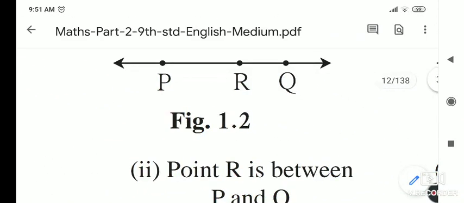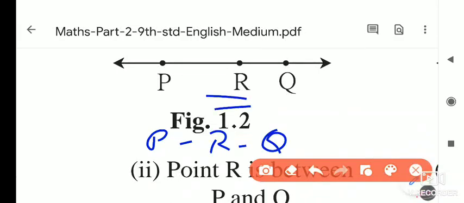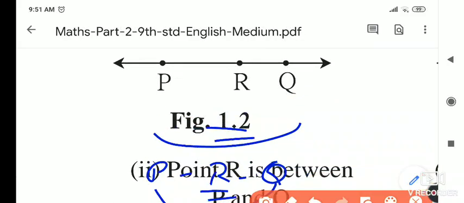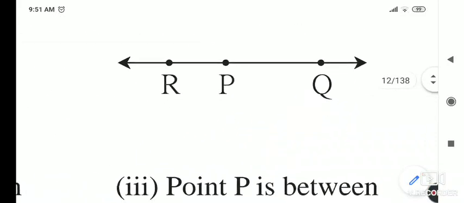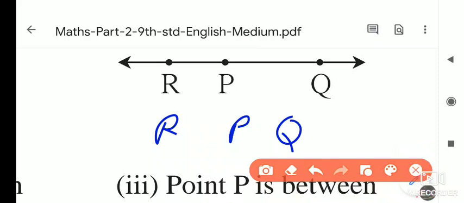For this figure, what is the betweenness? That is P-R-Q. It shows that R is in between P and Q. Next, here it is the betweenness of R-P-Q. If you see here in the figure, P is in between R and Q. In this way, we are writing the betweenness.